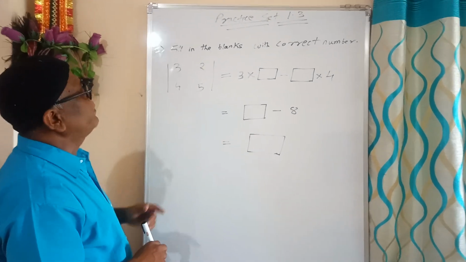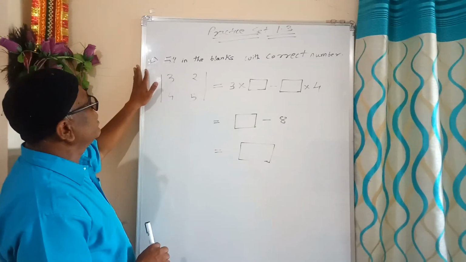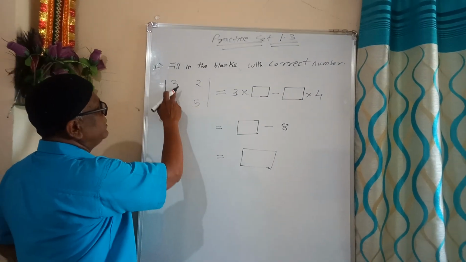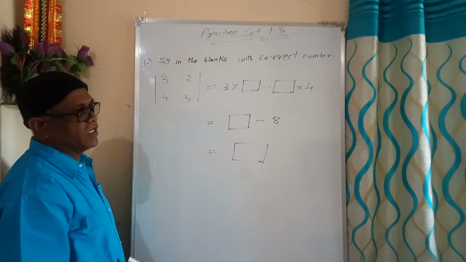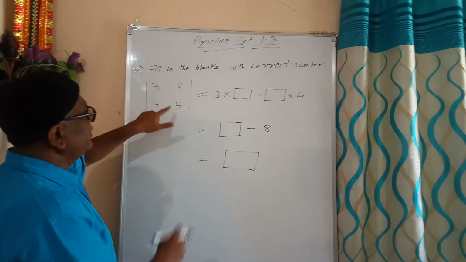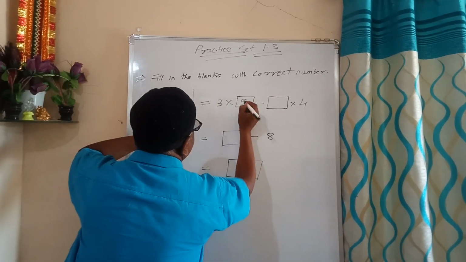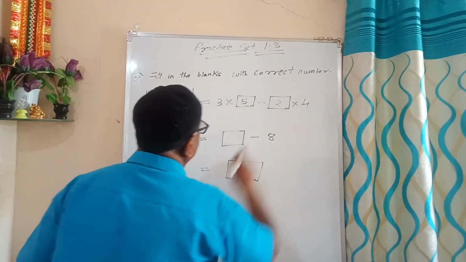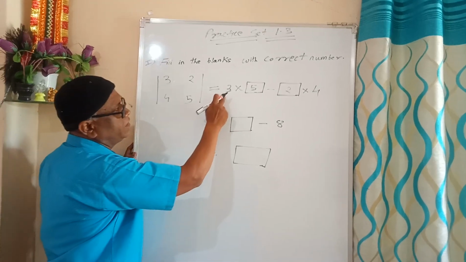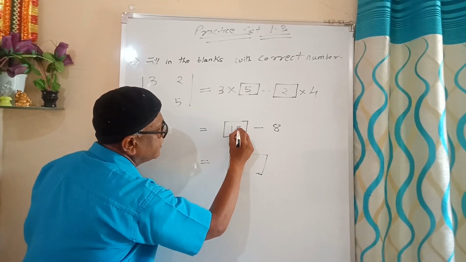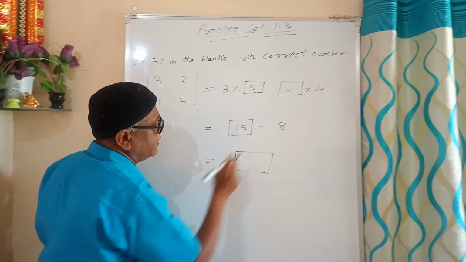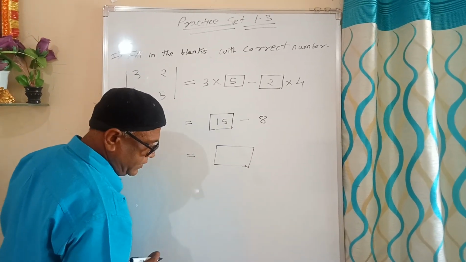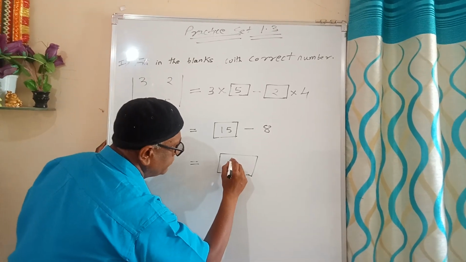Now we are going to see practice set 1.3. Question number 1, fill in the blanks with the correct numbers. Now the determinant is given: 3, 2, 4, 5. We are solving it. 3 into 5 minus 2 into 4. Now 3 fives are 15, minus 2 fours are 8. Now 15 minus 8 is 7.